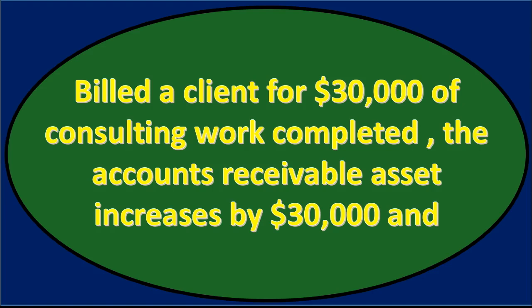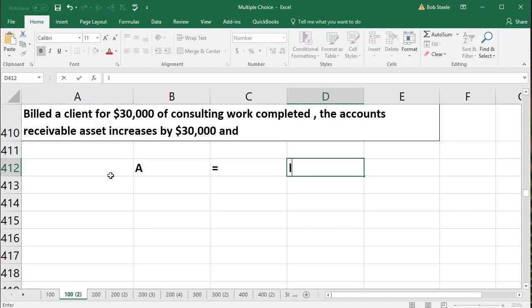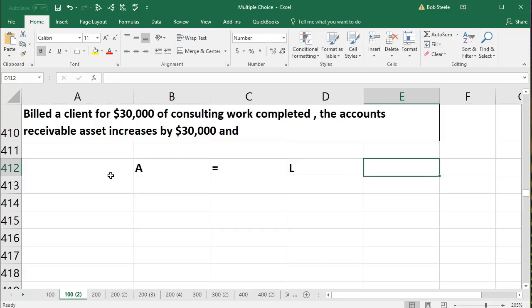Next question. Billed a client for $30,000 of consulting work completed. The accounts receivable asset increased by $30,000, and so in this one we actually were given half of the transaction. If this was a multiple choice question, they'd probably be looking for the other half of the transaction. I would still write down the accounting equation. I would write down both sides of what is happening here: assets equal liabilities plus equity.